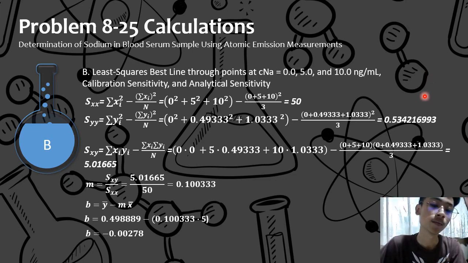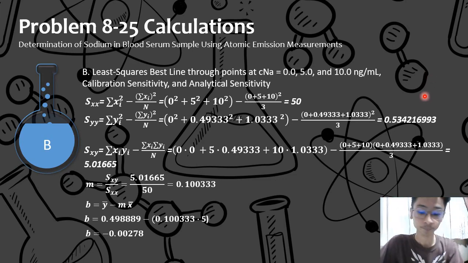Next part of the calculations for the second problem, we again use the least squares method. So the S sub xx, S sub yy, and S sub xy. So we calculated for the slope and arrived at 0.100333. Next, we use the slope intercept equation and substituted the slope and the mean of the x values and y values, and arrived at the intercept of negative 0.00278.